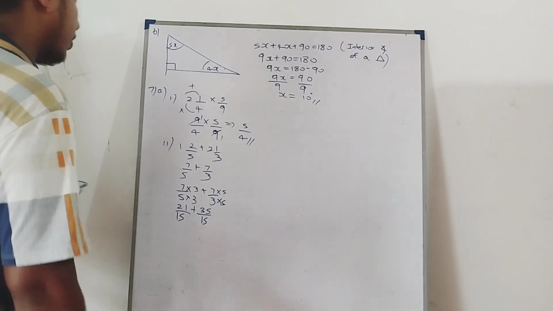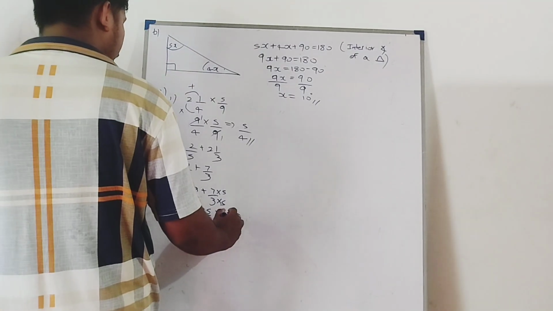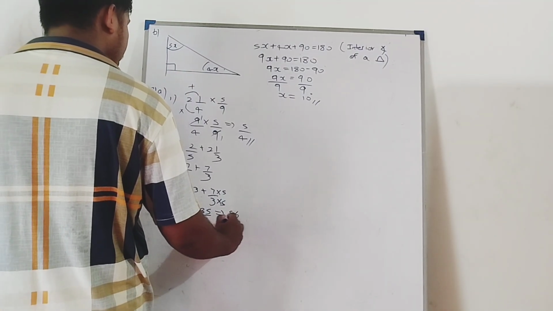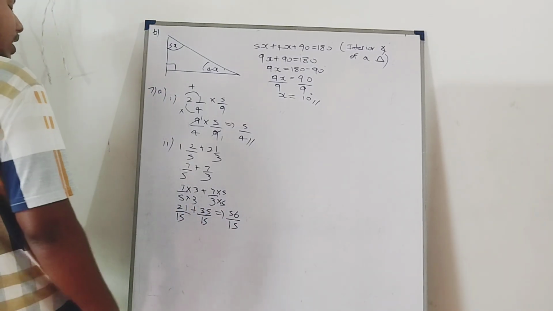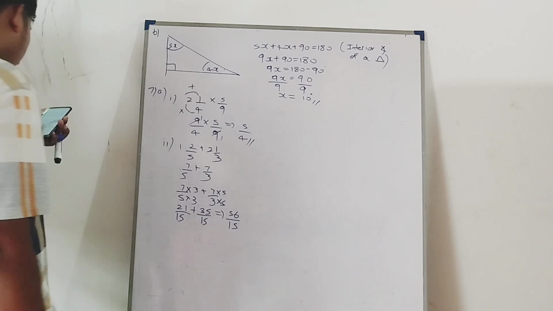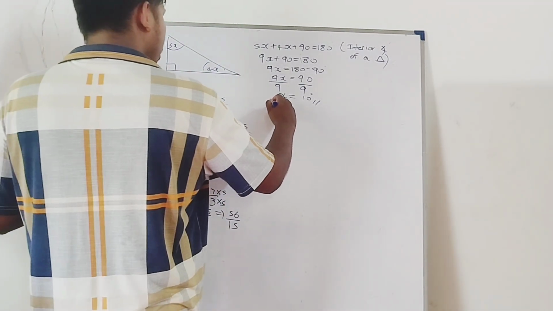35 plus 21, if you add, students, you'll get the answer 56 over 15. This is the answer. Okay, that is also done. Let's go to Roman number 3.